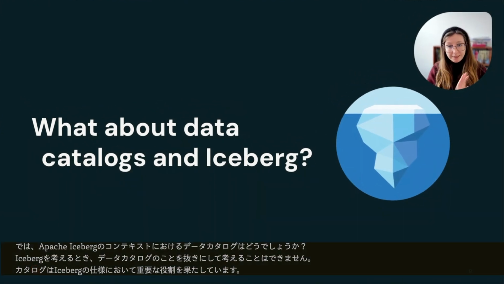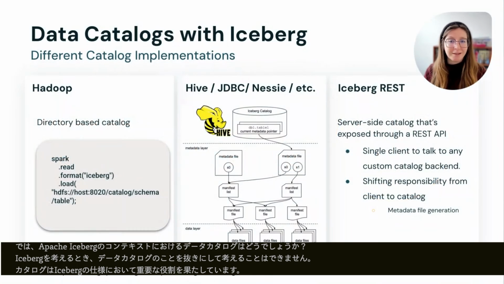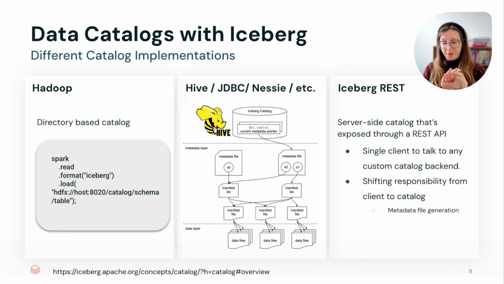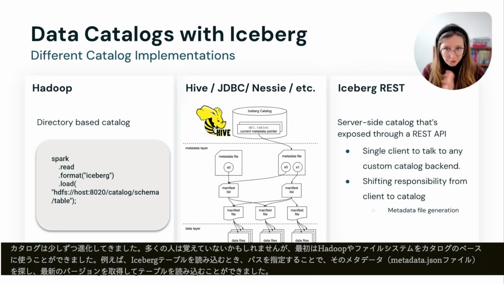Now, what about data catalogs in the context of Apache Iceberg? We're at an Iceberg meetup right now. Iceberg, I find it really hard to think about without the context of a data catalog. A catalog is actually quite integral to the Iceberg spec, and it's gone through a little bit of an evolution. So we have, probably most people don't remember this, it was short-lived, but you can actually use Hadoop or a file system as the base of a catalog.